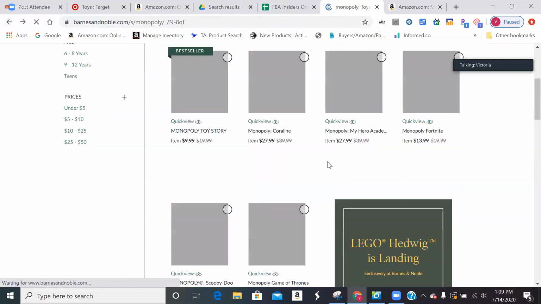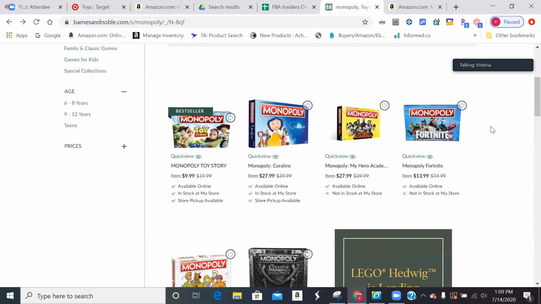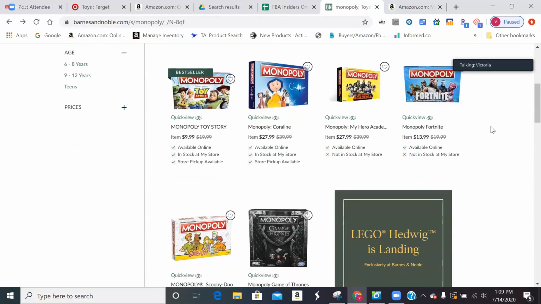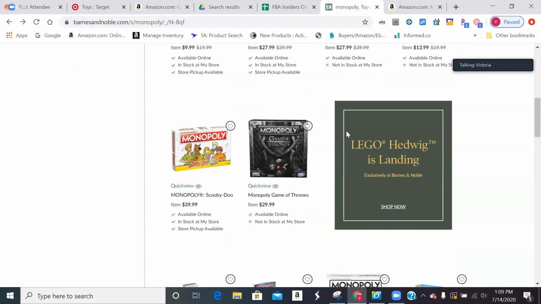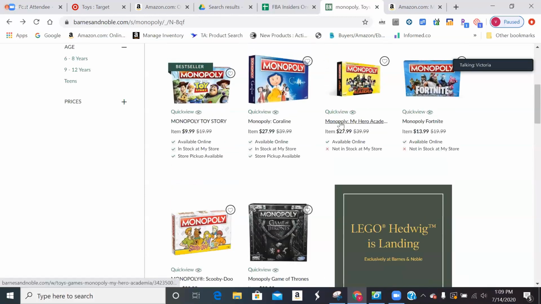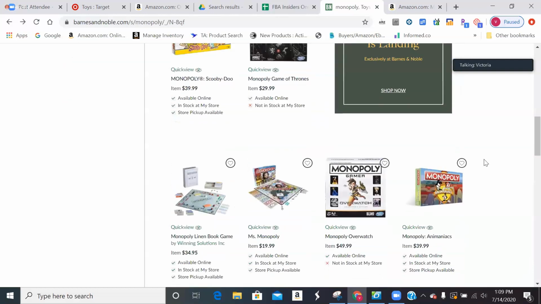Mm-hmm. That's not bad. You can go back and forth on every single one of these, but it looks like they have a bunch of Monopolies. It's the same process for each one. You just click on it, make sure it's available, and then copy and paste the title into Amazon and see what it's going for.